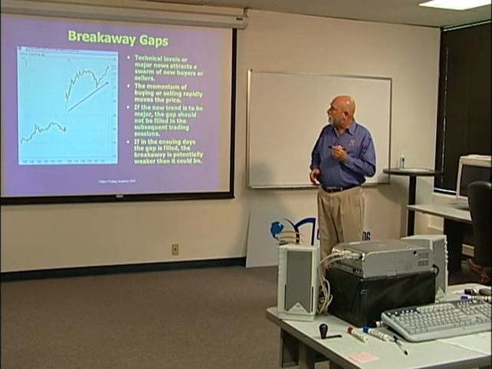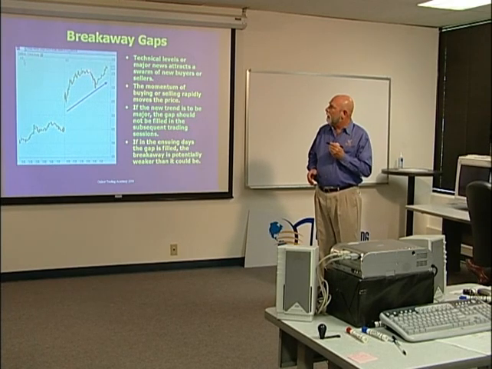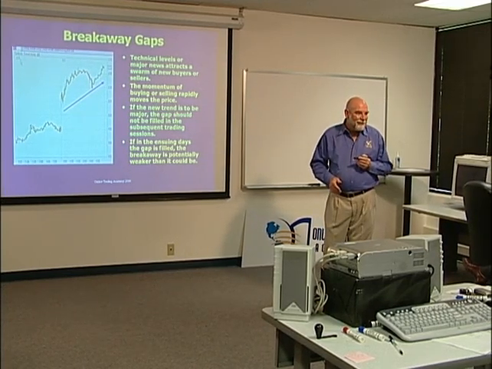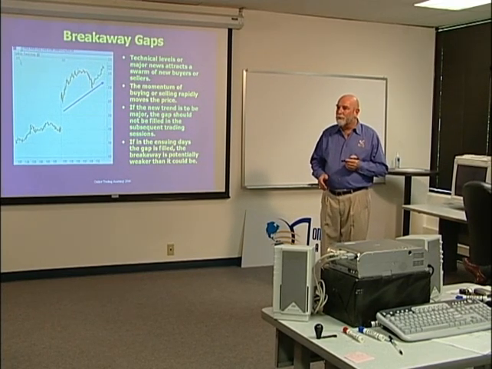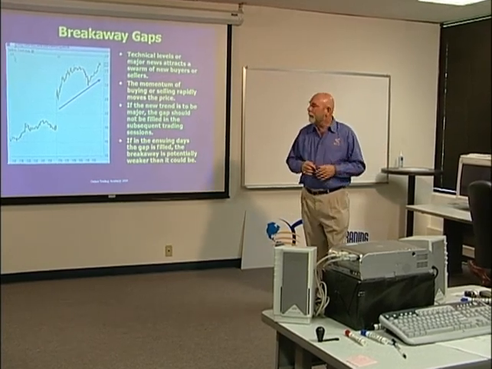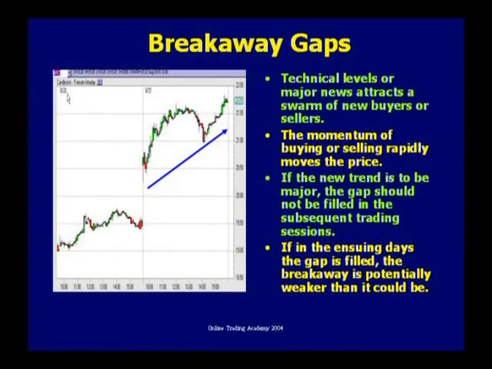So a lot of little steep lines: make one trade, make two trades, make three trades, make four trades, make five trades and fail, make six trades and fail, stop trading. Something's changed. You had four winners, then you had two losers or two small losers. Things are changing. The technical levels are major news that attracts a swarm of new buyers in an uptrend, or sellers in a downtrend.